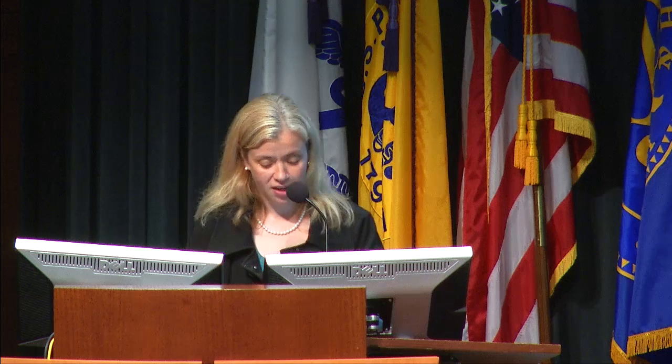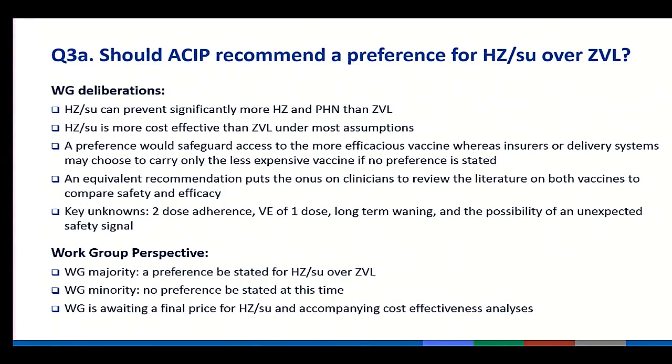So, to recap, the workgroup deliberations regarding a preference for herpes zoster subunit vaccine over zoster vaccine live. The subunit can prevent significantly more herpes zoster and PHN than zoster vaccine live. Herpes zoster subunit is more cost-effective than zoster vaccine live under most assumptions presented today. A preference would safeguard access for the more efficacious vaccine, whereas insurers or delivery systems may choose to carry only the less expensive vaccine if no preference is stated. An equivalent recommendation puts the onus on clinicians to review the literature on both vaccines to compare safety and efficacy.